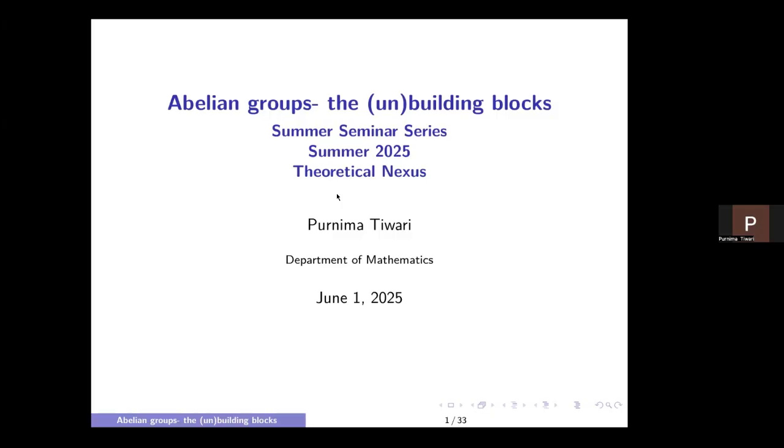Yes. So the title for today's talk is Abelian groups, the unbuilding blocks. The basic idea of the talk is that we will be discussing how the fundamental theorem of finitely generated Abelian groups is essentially, if we remove one condition from it, that is for the rank to be greater than zero, we make it rank equal to zero, it essentially becomes the fundamental theorem for the finite Abelian groups.